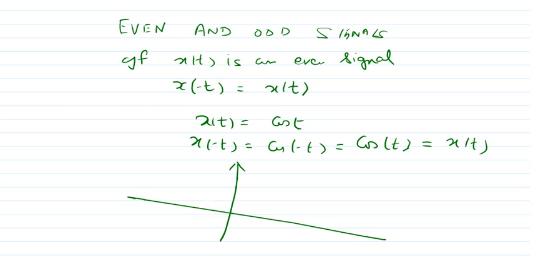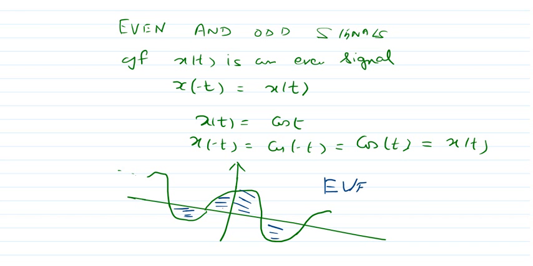If we draw the graph of cos t, then this is our cos t signal. So we can see here that there is symmetry. The signal is symmetric along the y-axis. We can see that there is even symmetry.